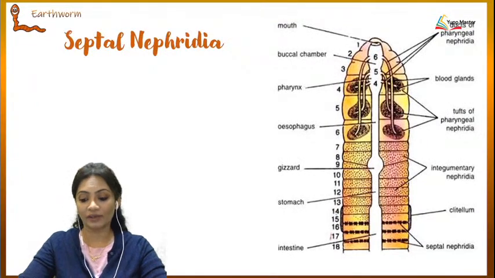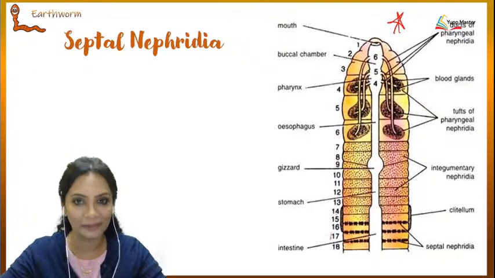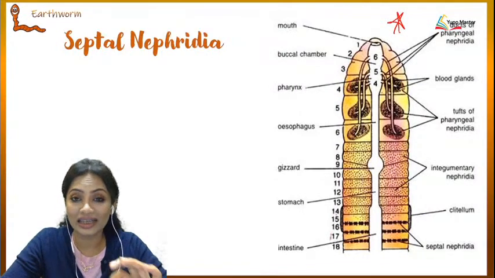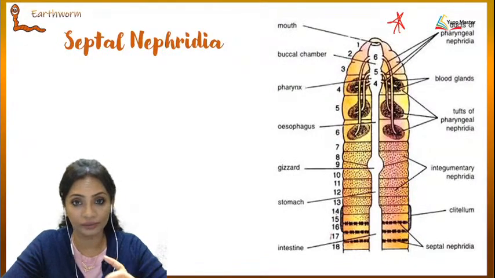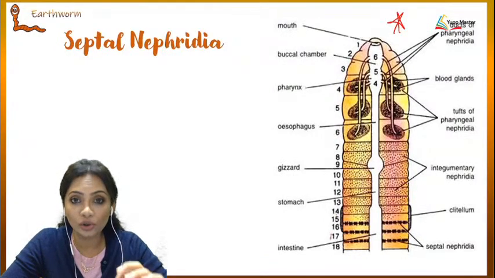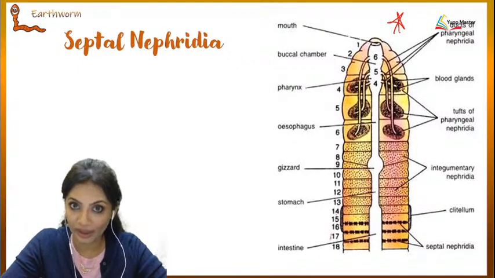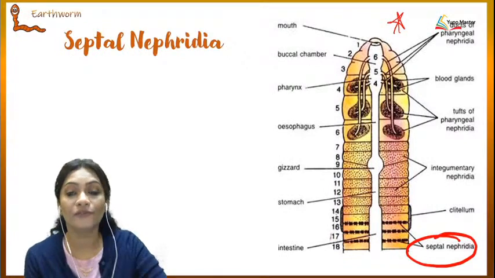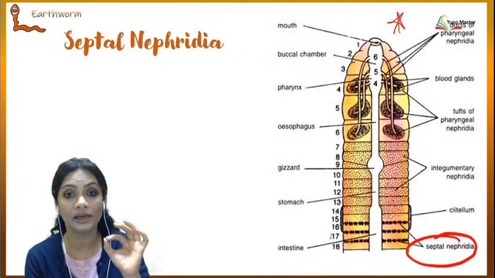When we begin with the first type of nephridia, we will first identify it. Look at the diagram given here. This is a diagram from our very own NCERT textbook, which is the Bible of our NEET exam. This is the diagram of the excretory system of the earthworm. Now I would like you to locate over here, where have they given the septal nephridia? Can you find it on the diagram? Yes, it is given right here.